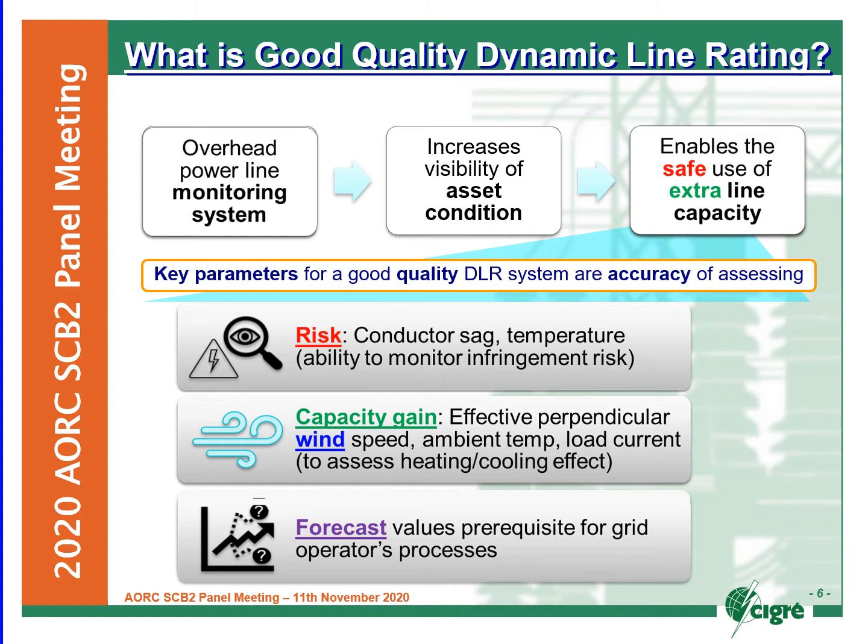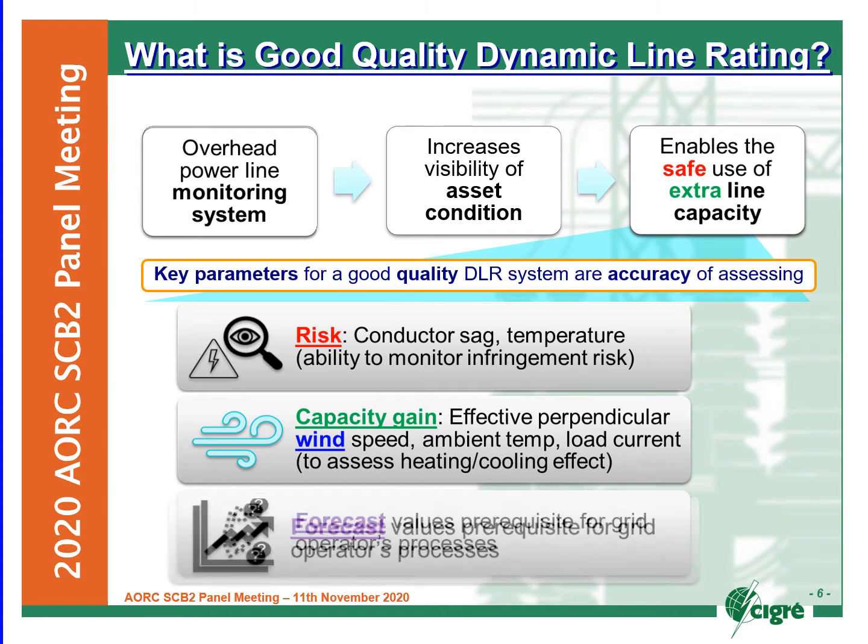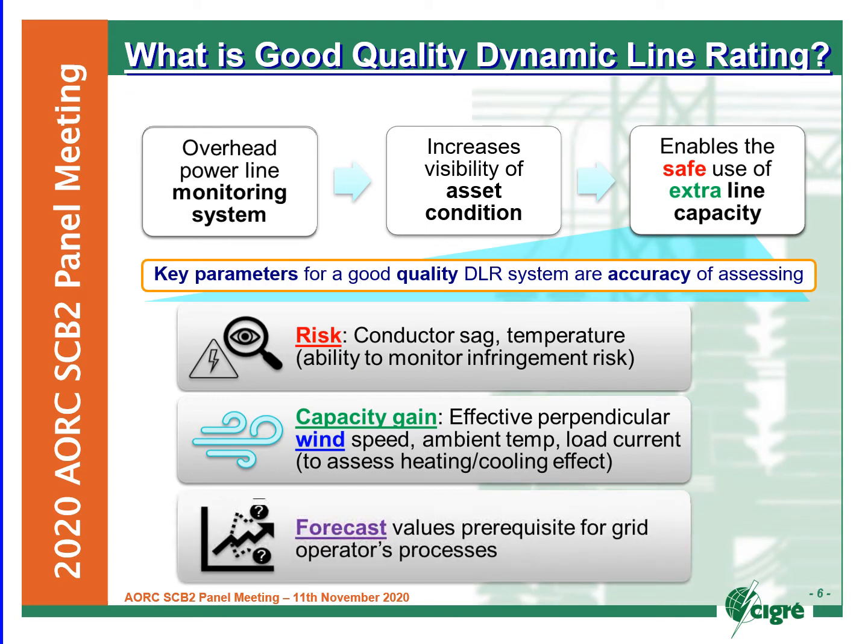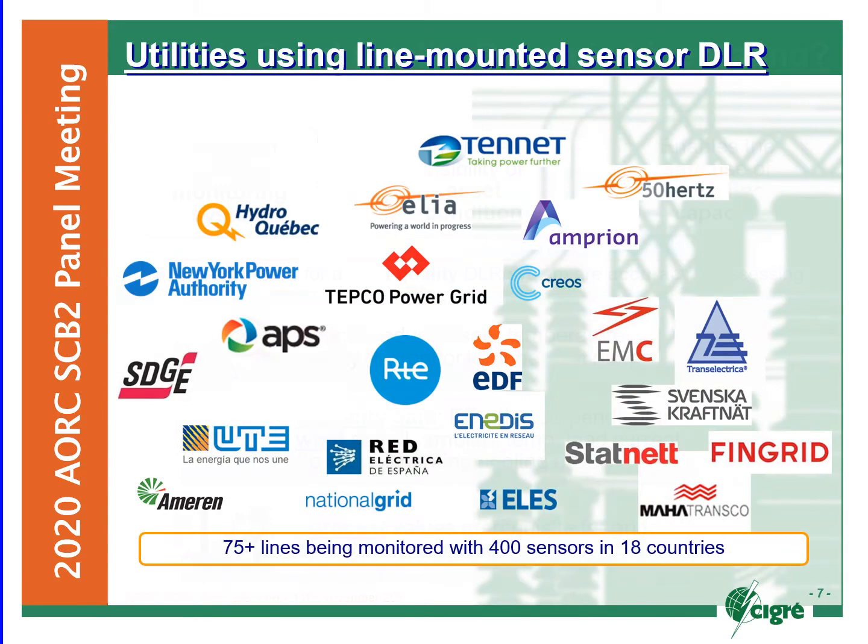The smarter way would be to anticipate and prevent it, so that you don't trigger a knee-jerk reaction in operating the grid. This is why it's a very important feature indicative of a good quality dynamic line rating system that it has highly reliable forecasting capability. A testament to this is the number of utilities around the world opting to use line-mounted sensor dynamic line rating.